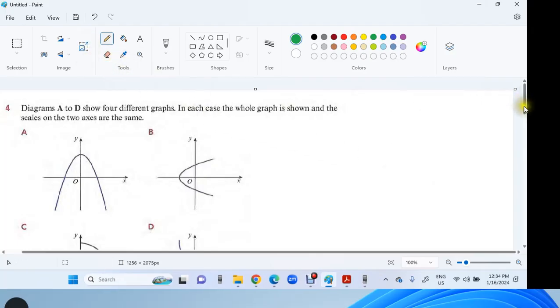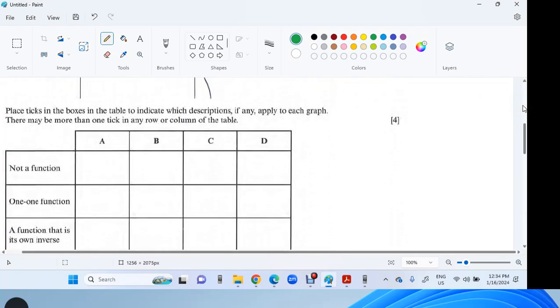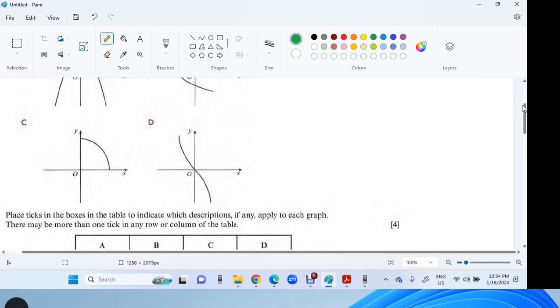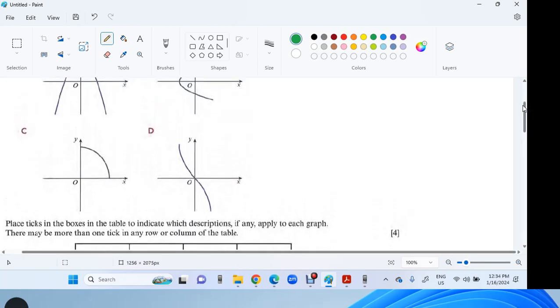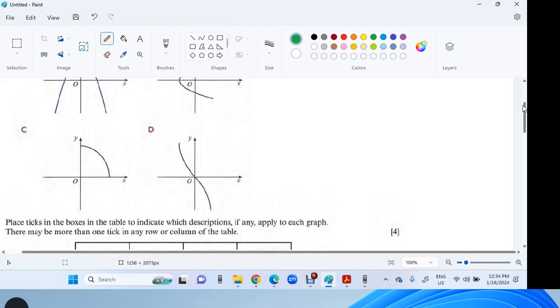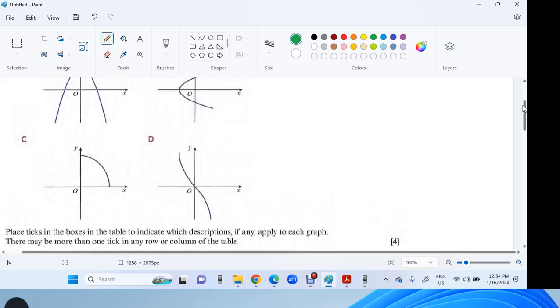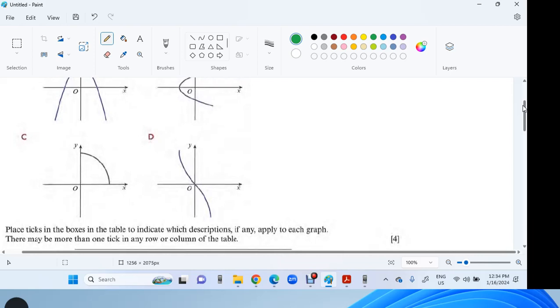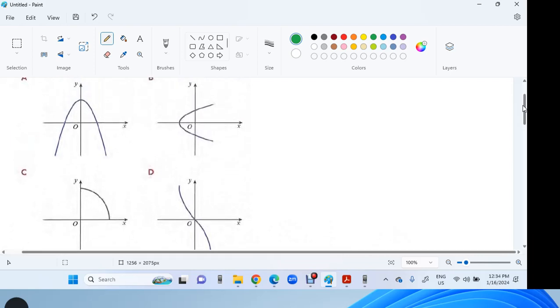So we look at question number 4. Diagrams A to D show 4 different graphs. In each case, the whole graph is shown and the scale on the two axes are the same. So first, please tick in the box in the table to indicate which description, if any, apply to each graph. There may be more than one tick in any row or column on the table.